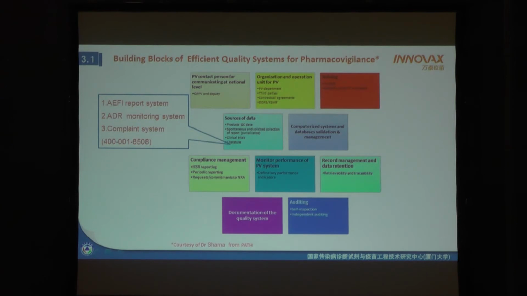Our sources of data are the AEFI report system and the ADR monitoring system in China, and also the data from the complaint system, from the users of the vaccine or from the salespeople of the company. And also we have the monitoring of the performance of the PV system and the record management and data retention, and the documentation of all the quality system and also the auditing of this PV system. So we have set up all these blocks and try to improve them.